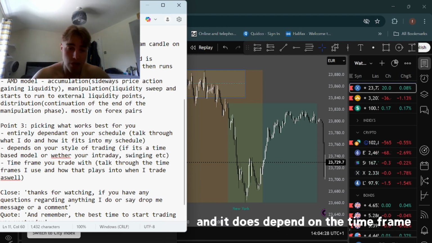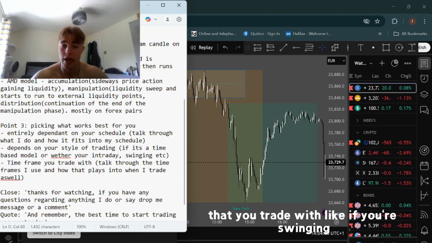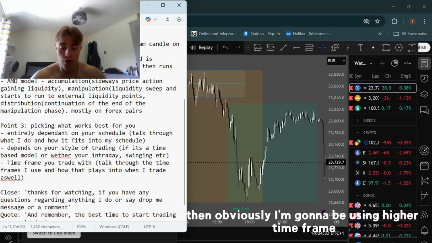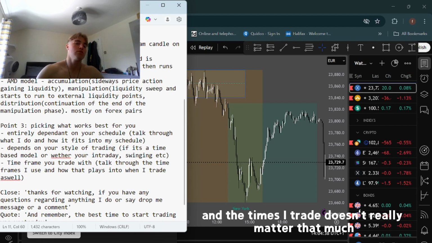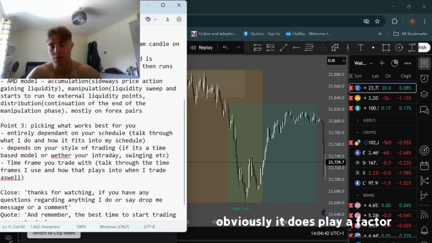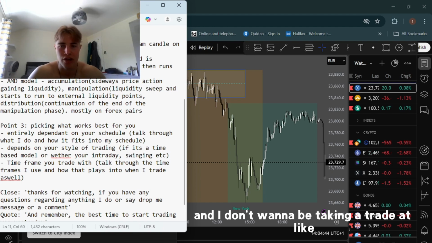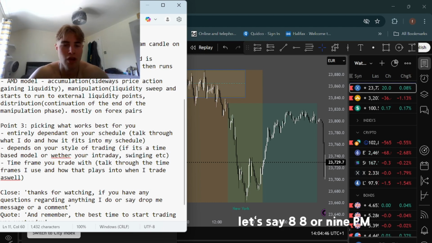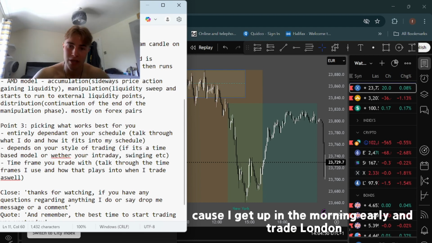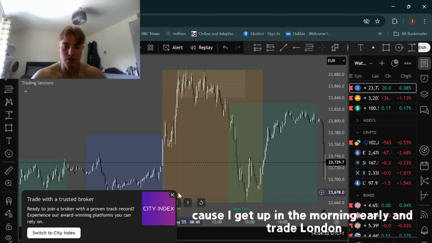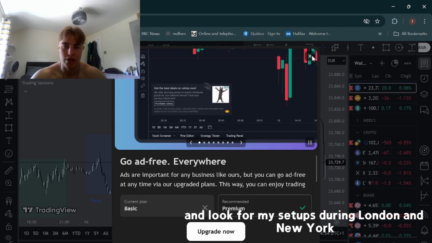And it does depend on the time frame that you trade with. If you're swinging, then obviously I'm going to be using higher time frames, so the sessions and the times that I trade don't really matter that much. Obviously it does play a factor, and I don't want to be taking a trade at, let's say, 8 or 9 p.m., but I would just never be doing that anyway, because I get up early in the morning and trade London and look for my setups during London and New York.